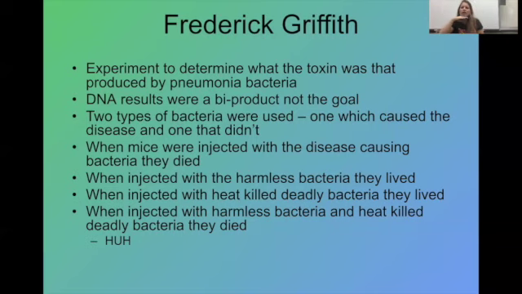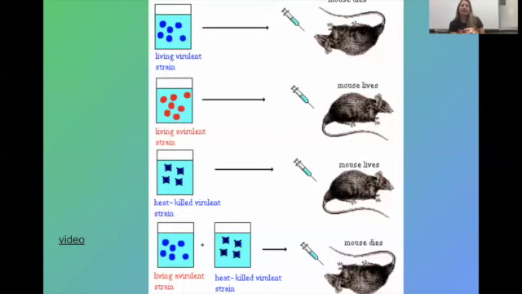Here's where it got weird though. He took some of that heat-killed bacteria and put it in a vial with the non-deadly bacteria, mixed it together, I don't know why, injected it into a mouse, and the mouse died. So two things that on their own would not kill the mouse, when mixed together, did. This was kind of the first idea of transformation, the first idea that there was something that transformed the non-deadly bacteria into deadly bacteria.